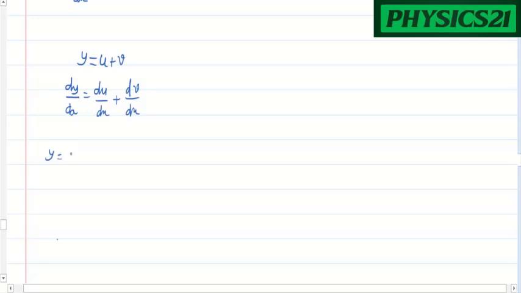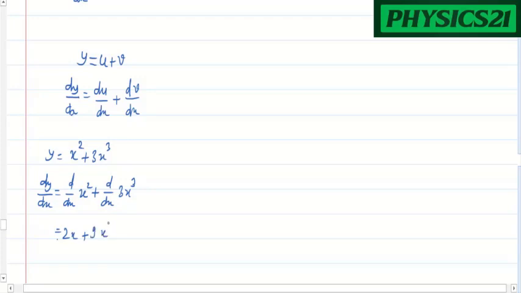For example, y is equal to x square plus 3x is given. Its derivative, dy divided by dx, is written as d divided by dx of x square plus d divided by dx of 3x. Now we will differentiate with the help of the initial common rules. It is 2x plus 3. That will be the derivative.